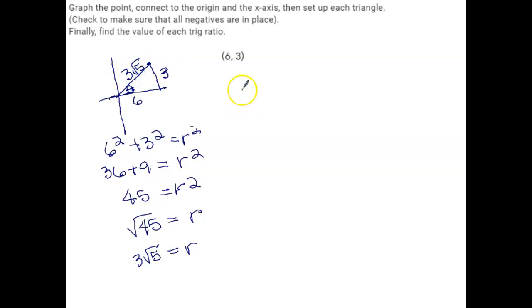And now we just find each trig ratio. So if it's in the first quadrant, all of your trig ratios are going to be positive. So you've got sine, cosine, and tangent. And then you're also going to do the reciprocal identities, so cosecant, secant, and cotangent.